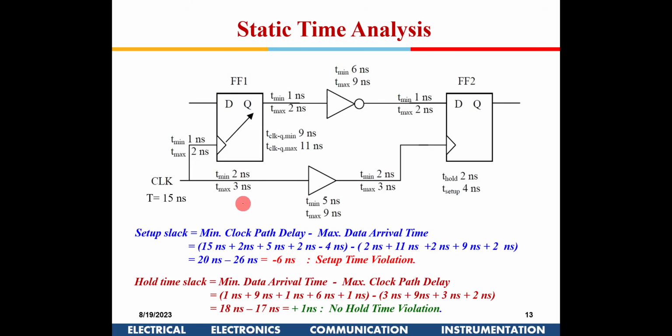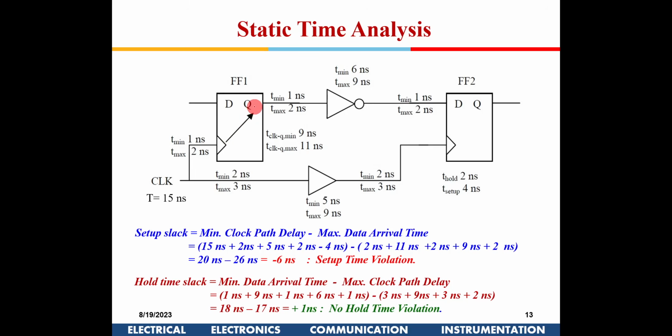This example will make your setup time and hold time concepts very clear. So just listen to this carefully, what we are doing. Now, setup slack. For the setup slack, first we need to find the minimum clock path delay. This is a wire coming from here to here. After the layout, I can say these are the minimum delay in this particular wire: 1 nanosecond, and the maximum delay in this wire is 2 nanosecond.